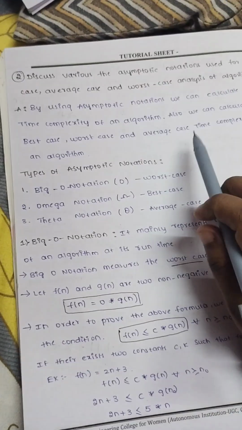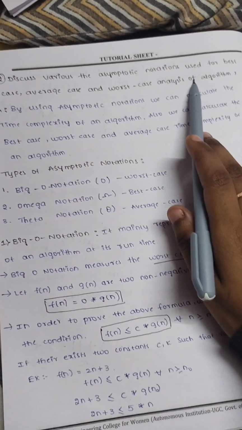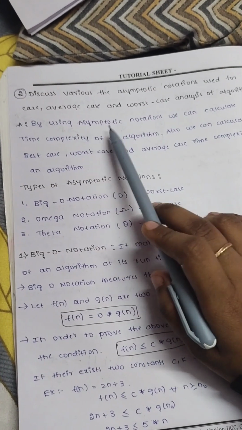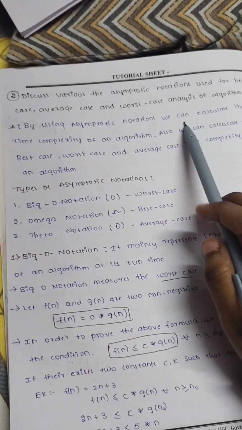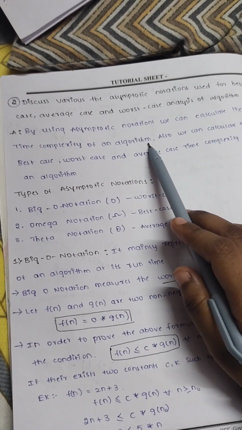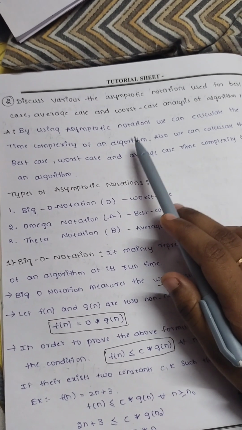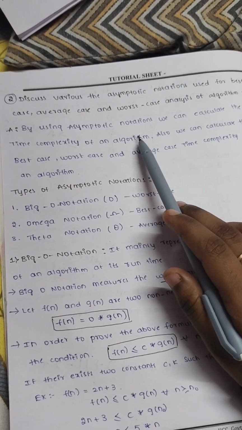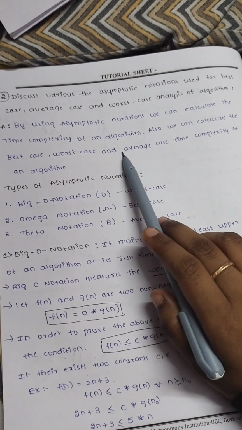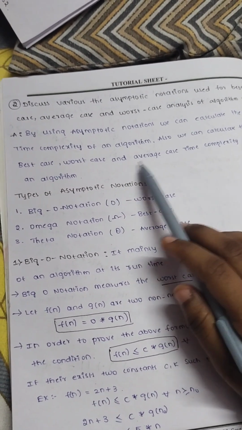Discussing asymptotic notations in DAA, Design and Analysis of Algorithms. By using asymptotic notations we can calculate the time complexity of an algorithm. Also we can calculate the best case, worst case, and average case time complexity of an algorithm.